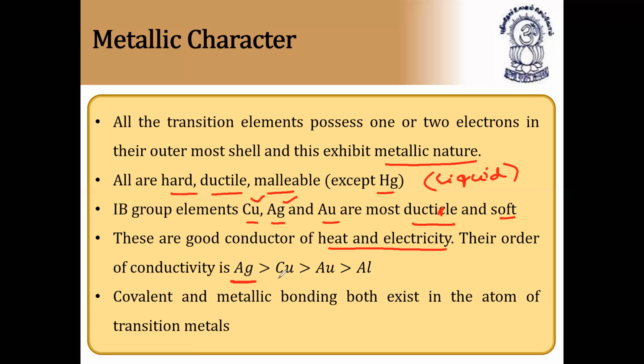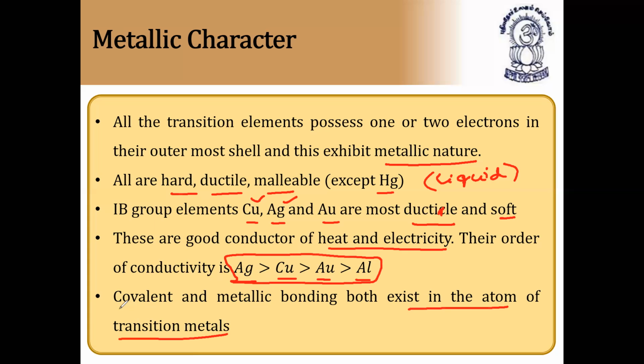So silver is greater than copper, greater than gold, greater than aluminum. Which is the best conductor of electricity? That is silver. But silver will not be used because of its price. Next, covalent and metallic bonding both exist in the atoms of transition metals.